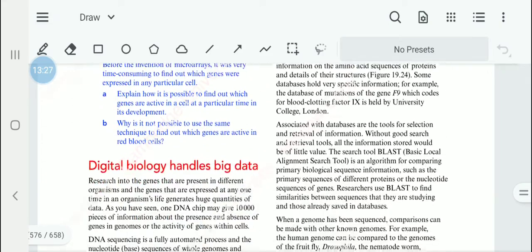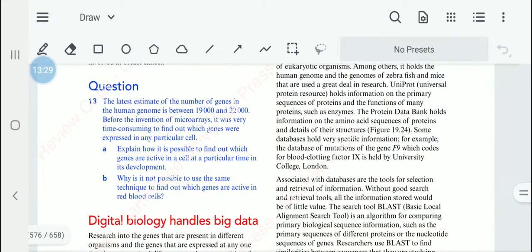I hope you understood. Please do question number 13. If you understand. If you do not understand, please ask me questions.